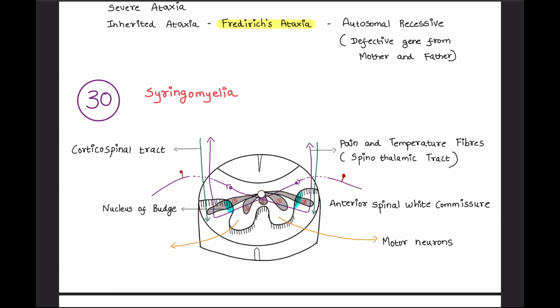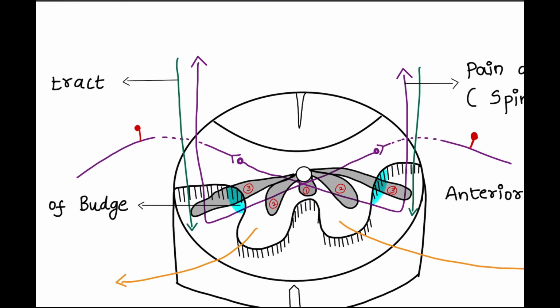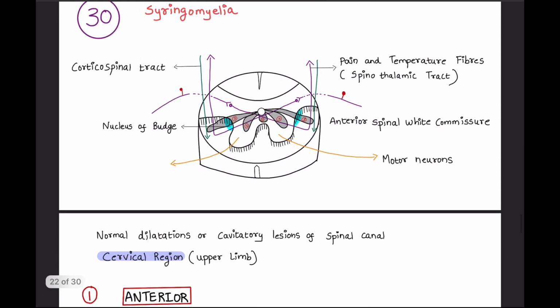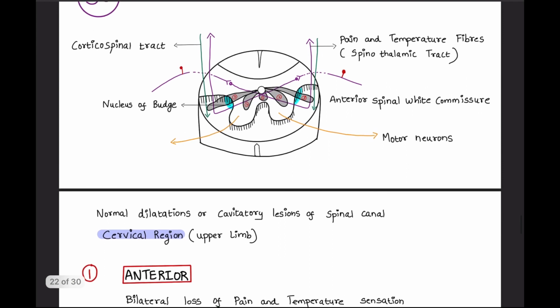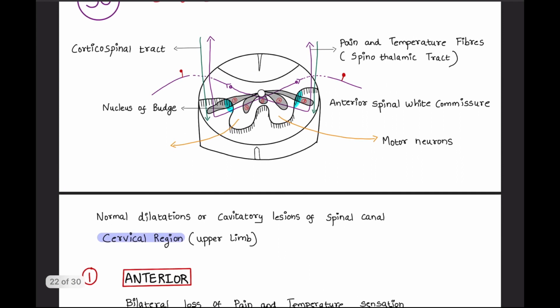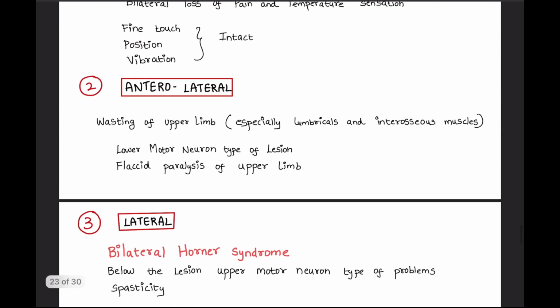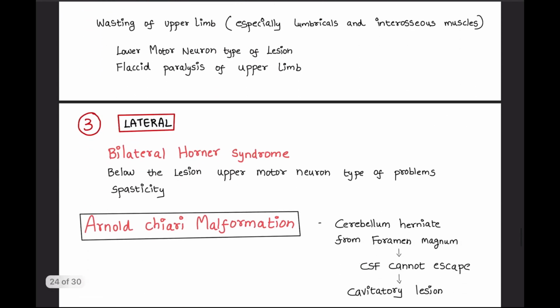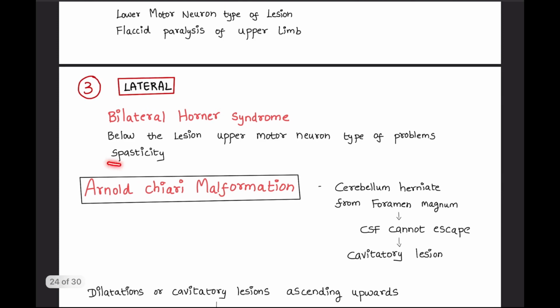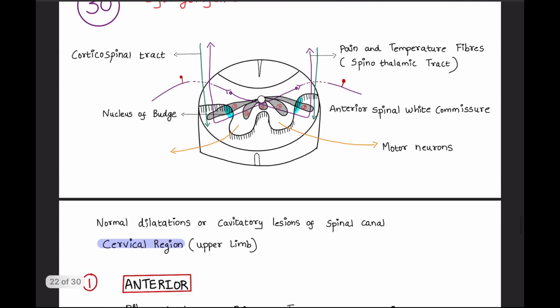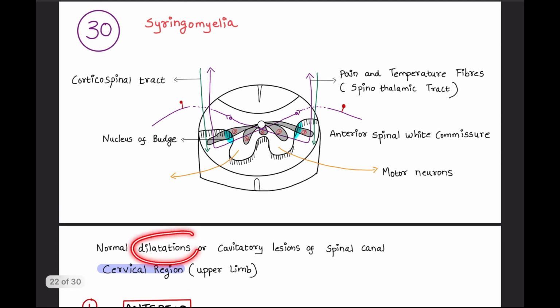So you also know that if it moves to the lateral side, there is the corticospinal tract, and you also have the nucleus of Budge, both are affected. So the patient will have bilateral Horner syndrome, and below this spinal cord segment there will be upper motor neuron type of problems, which is spasticity. So we have seen the dilatations of the spinal canal, normal dilatations only.